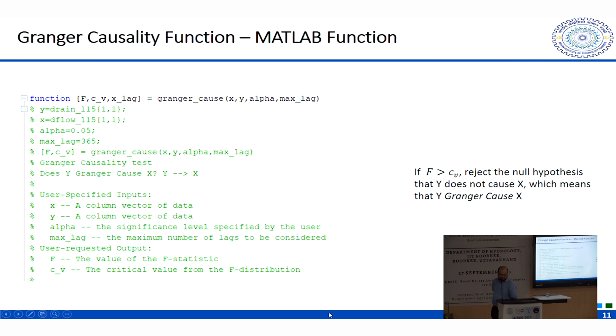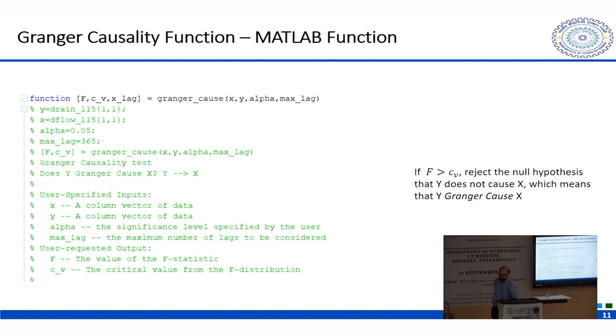So there is a Matlab function. You can also write it yourself using the methodology that we have described. And here we have used the already inbuilt Matlab function, where F is the F statistic that we have shown, and CV is the significance threshold limit. If your CV value is less than F, we say that Y Granger causes X. The null hypothesis is that Y does not cause X. So if you reject this null hypothesis, we say that Y is actually driving X.